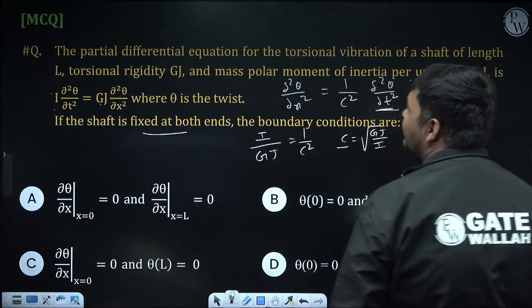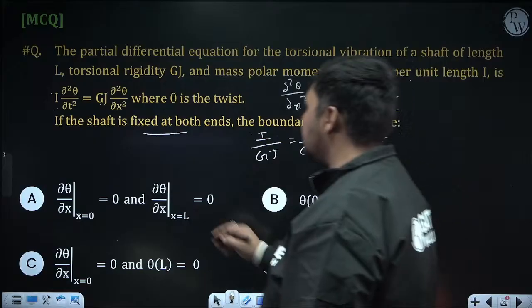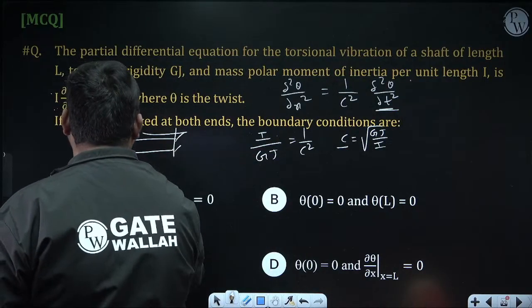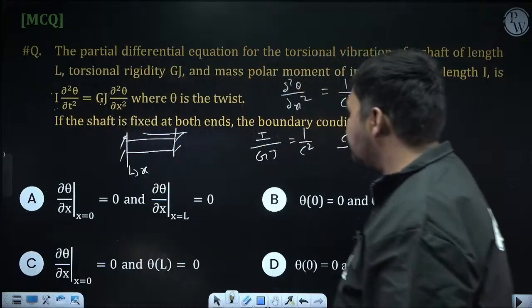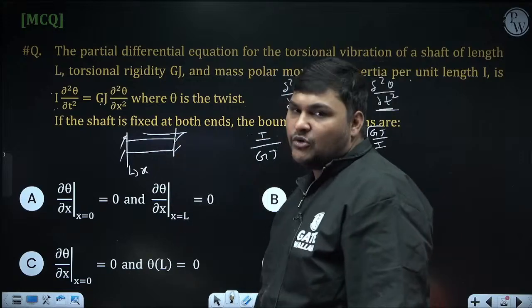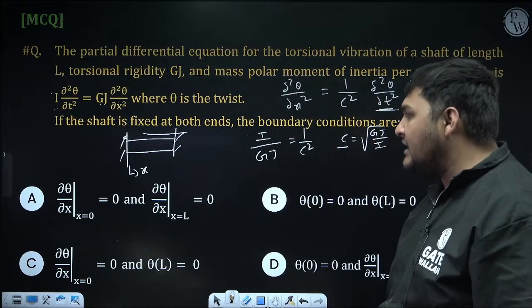Both ends of the shaft are fixed. What will be the boundary condition? The diagram should be given, but if not given, draw the diagram like this and take x from this location, from one end. So see, both ends fixed means at x equal to 0, theta will be 0, and at x equal to L, theta will be 0.